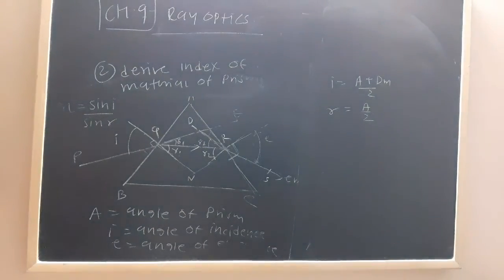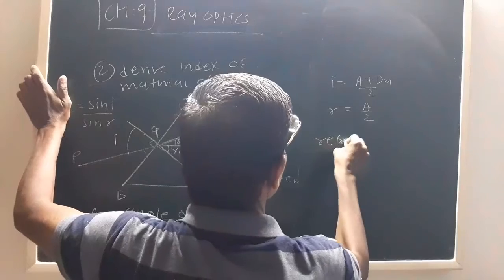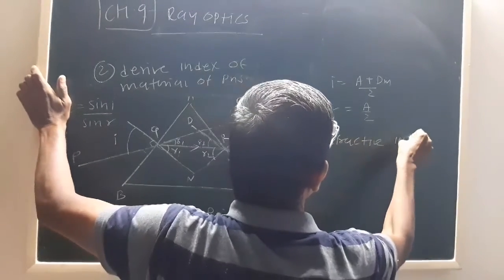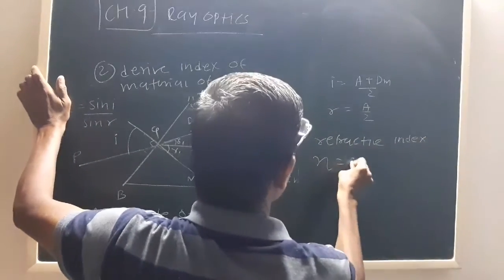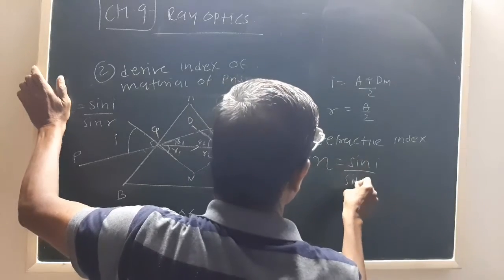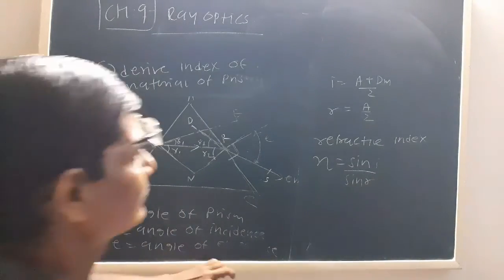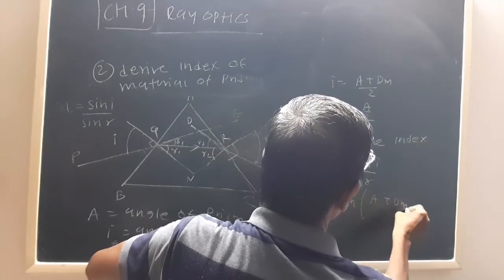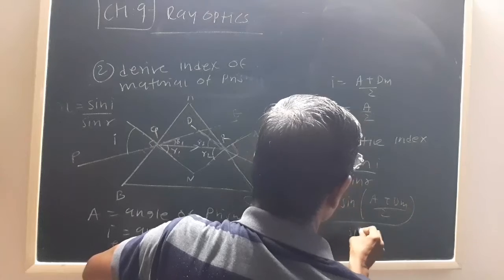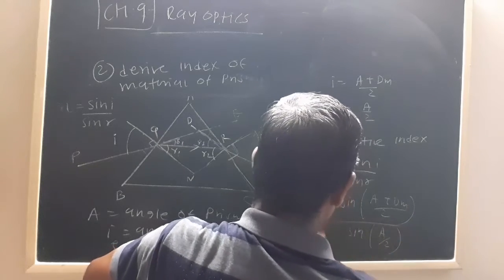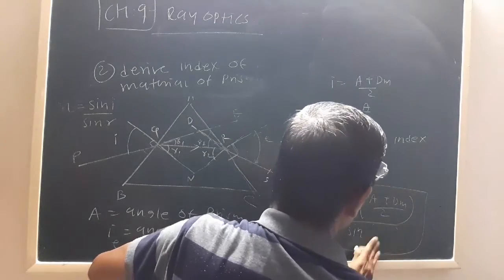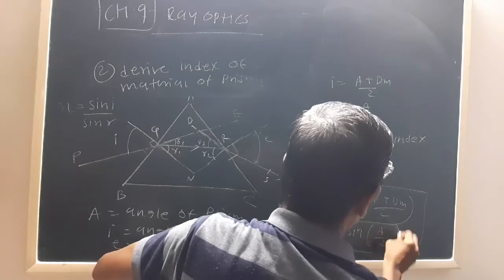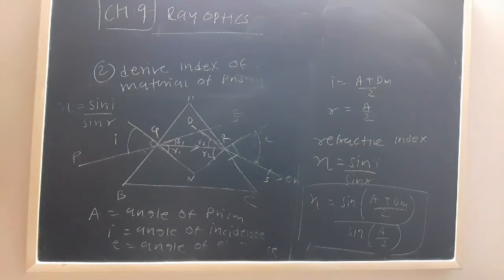Now the refractive index, mu, is sin i upon sin r. That is sin of (A plus Dm) by 2, upon sin of A by 2. So this is the equation of the refractive index of the material of the prism.